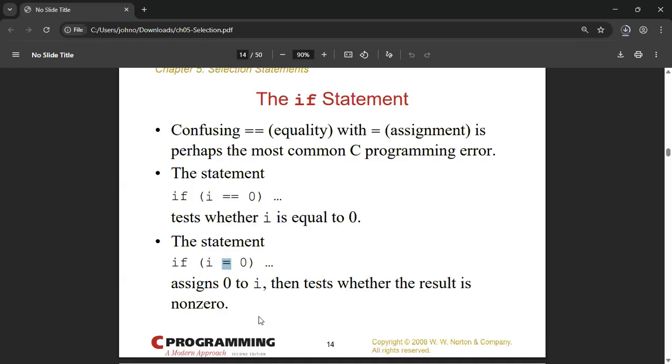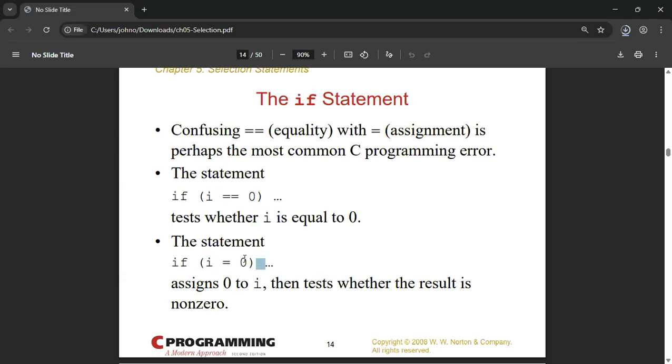Observe this as one assignment operator. This has two assignment operators. Two assignment operators become equality operator. So here we are checking if the two of them are equal. Here we are just evaluating the value of I.